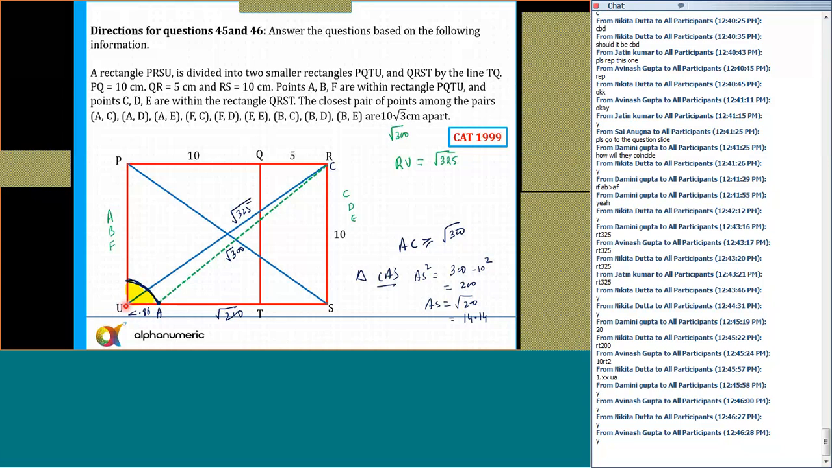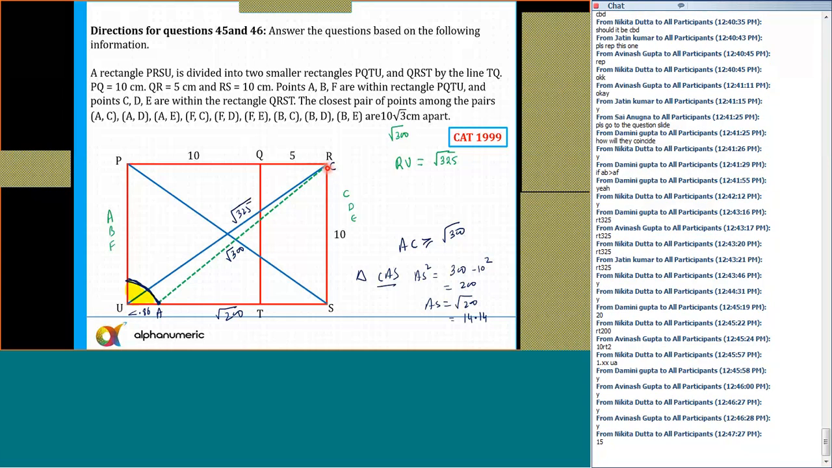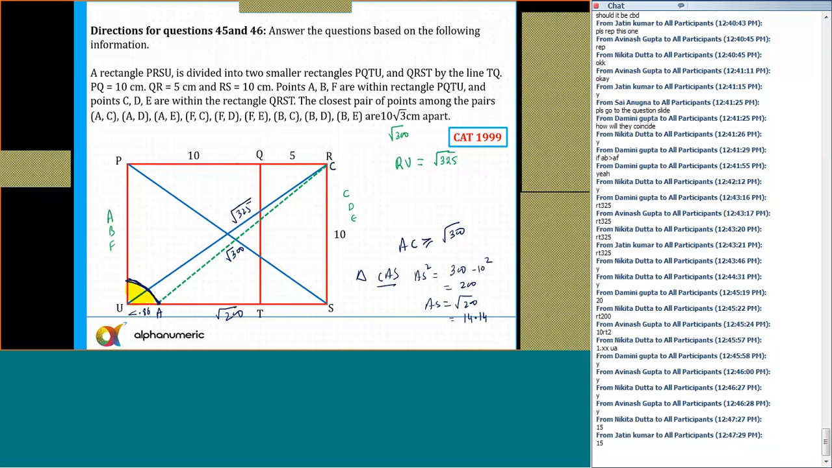If I take A here and F at point P, and I take some other point here, diagonal, now what is the length PR? Can anyone tell me what is the length PR? 10 plus 5, 15, and root of 15 squared, that is root 225.